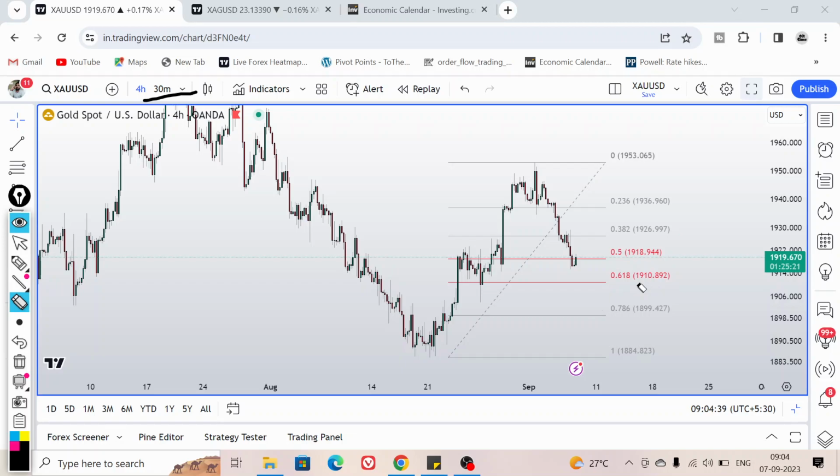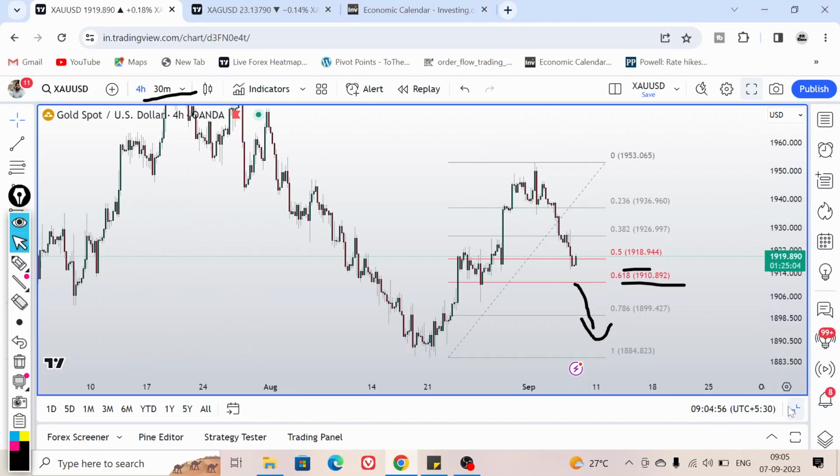For long term, there are no clear buy opportunities right now. For midterm, we can look for buy only if price is able to sustain above this. But on the breakdown of 1910, we are going to go down. This is the scenario on the gold chart.